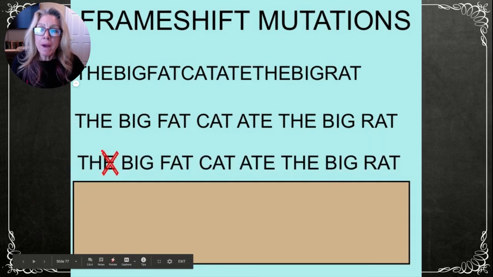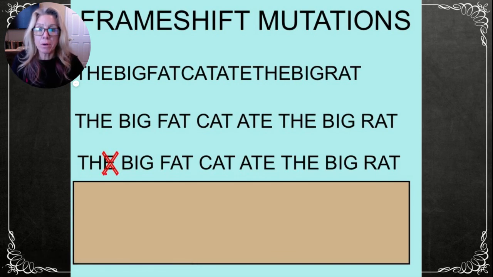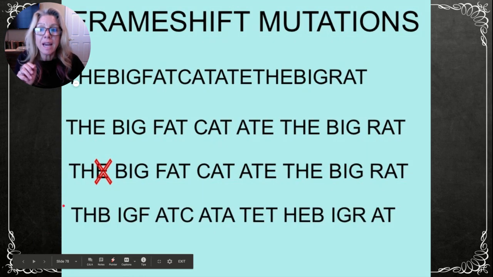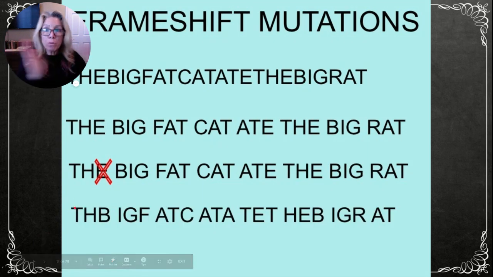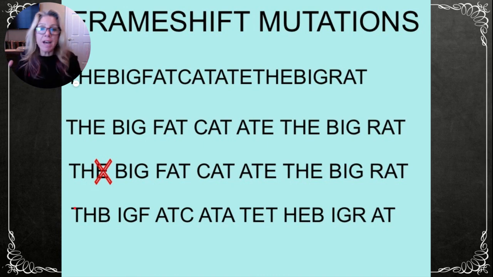Now, if you have right here a deletion where you remove the E in our 3-letter words, we still make 3-letter words regardless of whether the E is there or not. So instead of THE, our codon is going to be THB. And you see how the reading frame is shifted. So instead of the big fat cat ate the big rat, it now says nonsense. Do you understand that? No. Every codon is wrong because you deleted one and it shifted everything. You could do the same thing by adding a nucleotide and it would shift the remaining reading frame.